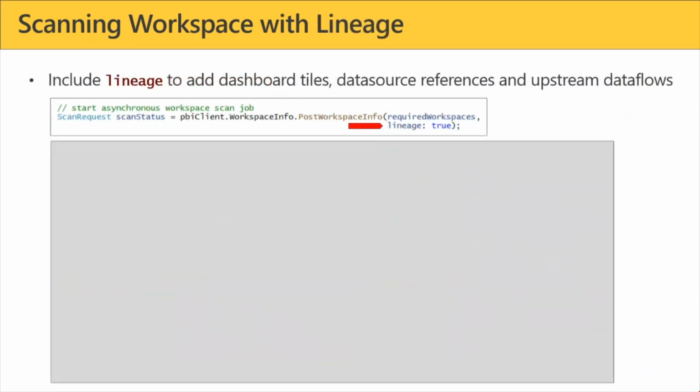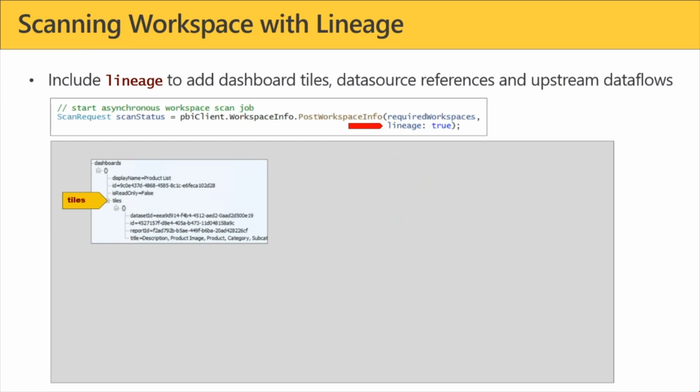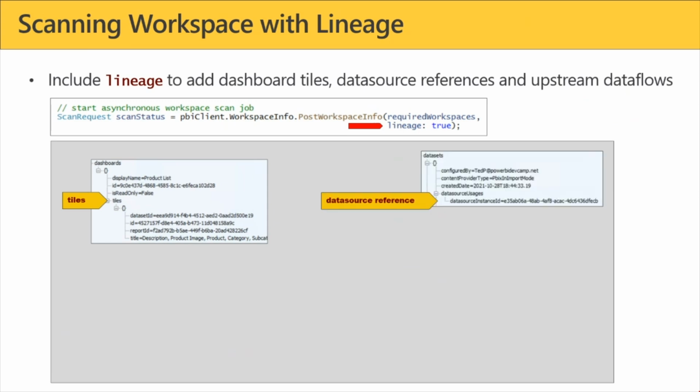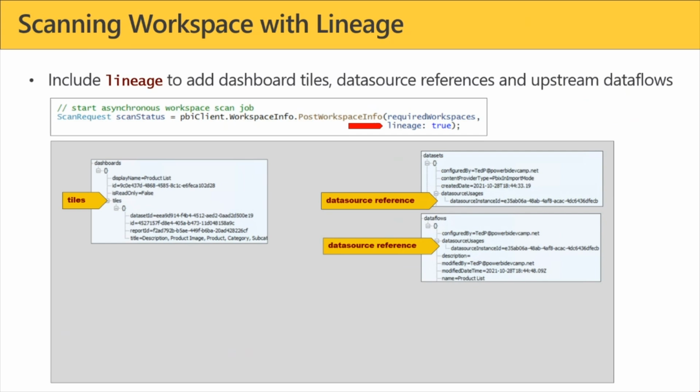Okay, next thing we're going to do is, let's say that we pass the parameter of lineage. First thing lineage is going to do is that if you have dashboards, without passing lineage equal true, the tiles do not get populated. So if we want populated tiles, we pass lineage. To me, probably more importantly, when we pass lineage, every data set and data flow is going to have references to the data sources they're using. What is the data set ID?